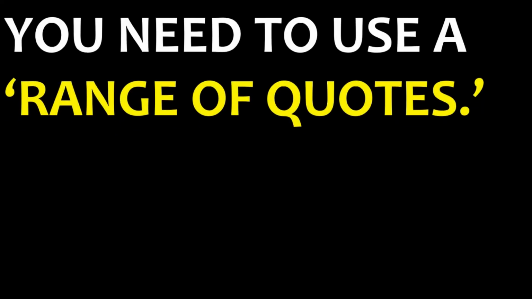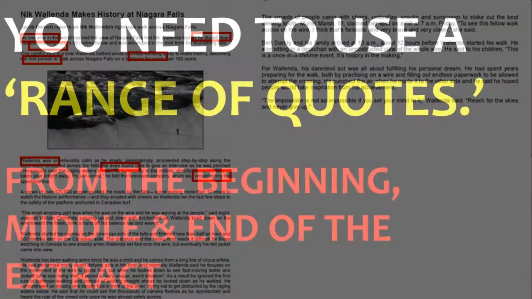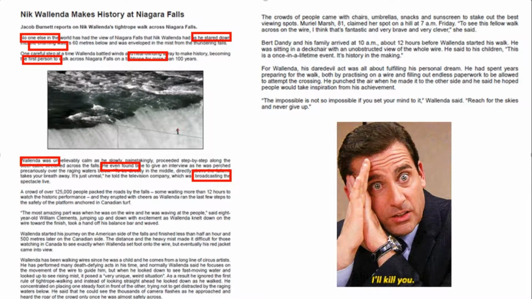Okay, so you need to use a range of quotes. So what I mean by this is you need to use quotes from the beginning, middle and end of the extract. So this will not get you high marks. It says on the examiner reports a range of text through the whole article. So we don't want this. Okay, that's not going to get marks, because it looks to the examiner that you've only read the first part of the article.